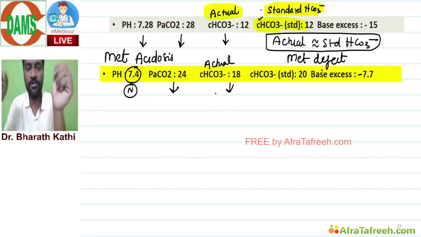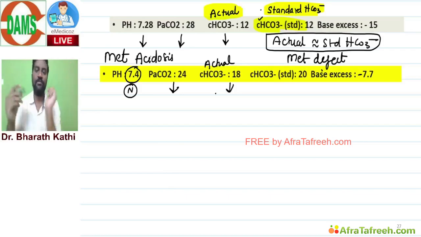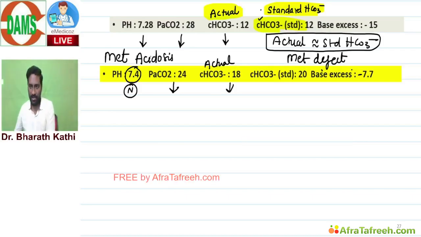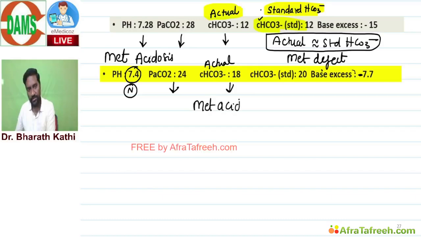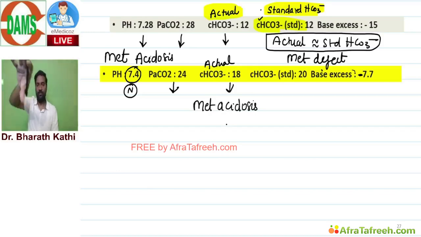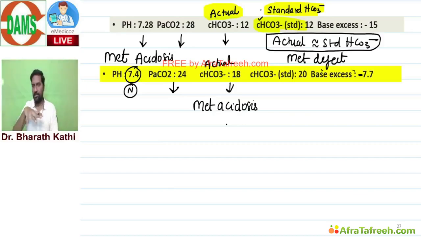Two mutually opposite: one acidosis, one alkalosis. Now let us see, because base excess is in minus value, so definitely there is metabolic acidosis. Now instead of calculating expected CO2, I will tell you in a very easy manner to see whether there is a respiratory disorder or not.